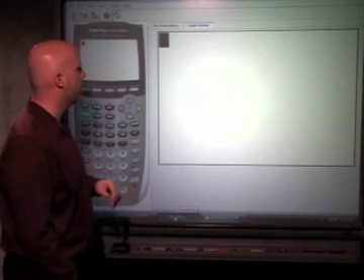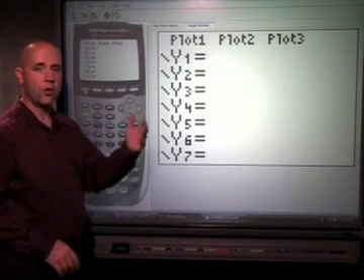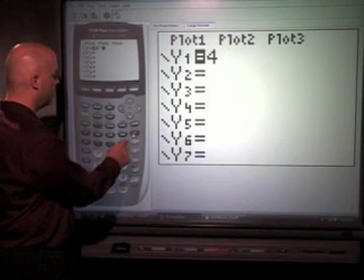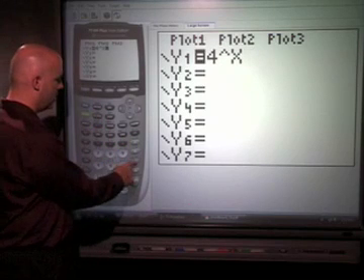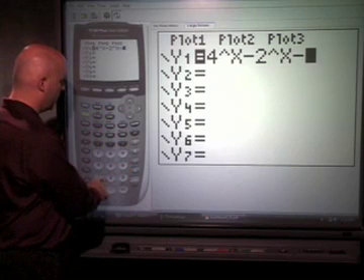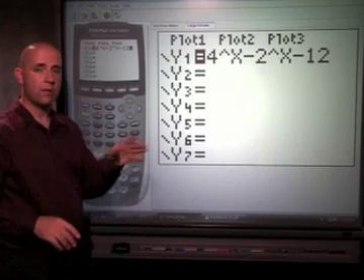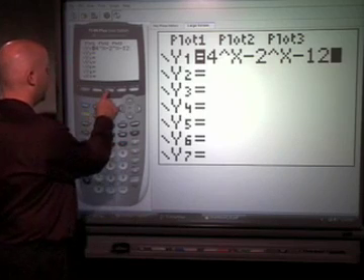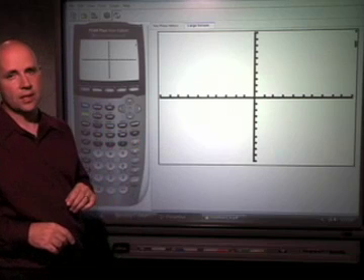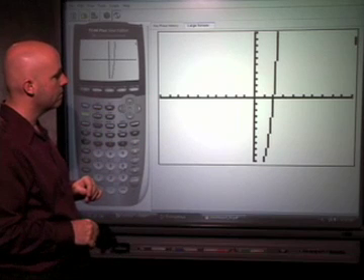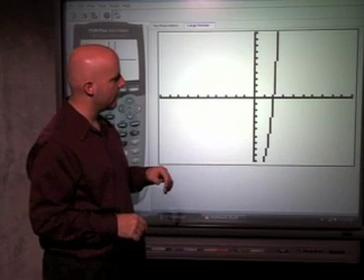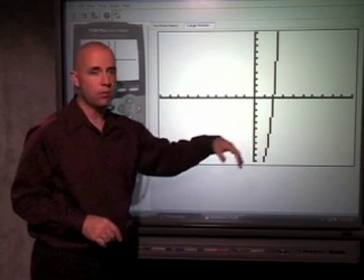Go to our graphing calculator, press y equal to, and we're going to enter that left side of our equation in y1. So we'll have 4 to the x power minus 2 to the x power minus 12. We're going to graph that on our standard viewing window by pressing zoom 6. And we're going to look for where the graph crosses the x-axis. In this case, it looks like the graph is going to cross the x-axis at around 2.